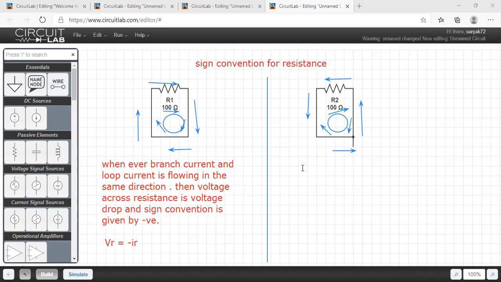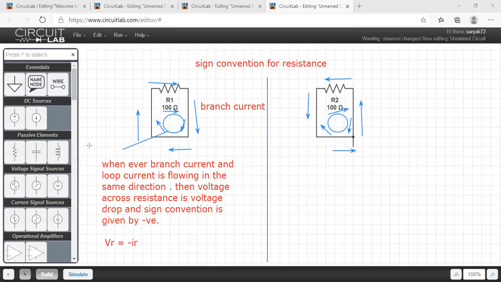In a similar manner, we can go for the sign convention for one more case, but initially I want to make sure what the branch current is. Some people have some problem here. What is the branch current? This arrow mark is called the branch current, and this one is a loop current.